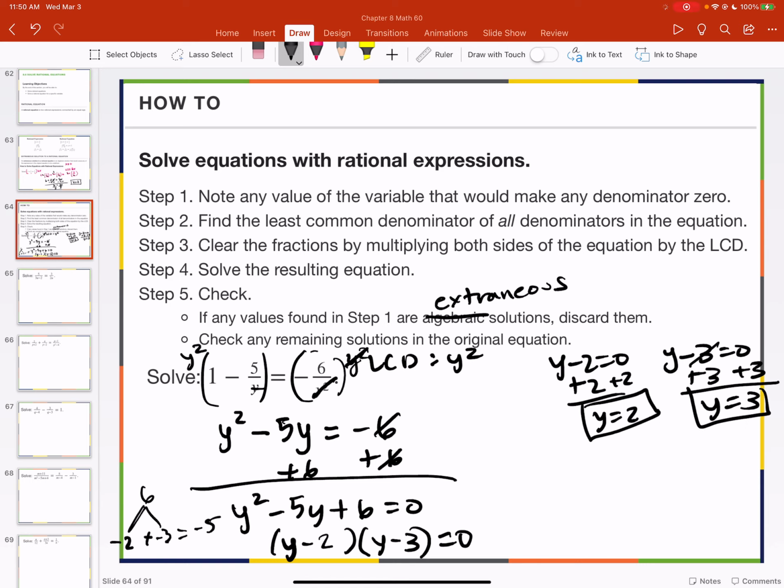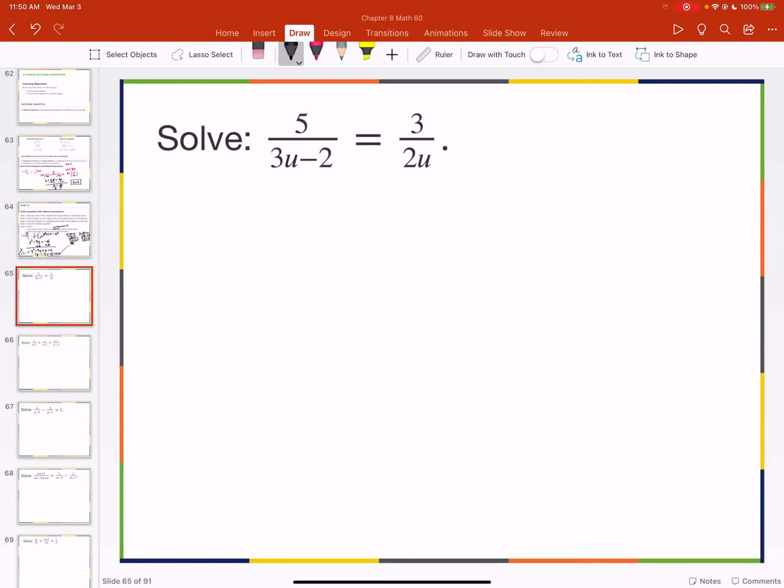Now, a common question that I get here usually is, well, do I need to write it out every time? If I can just tell from this point that the answer is 2 and 3, you're fine. Yeah, you don't have to write this out every time. Since none of these are 0, we're good. Those are the answers.